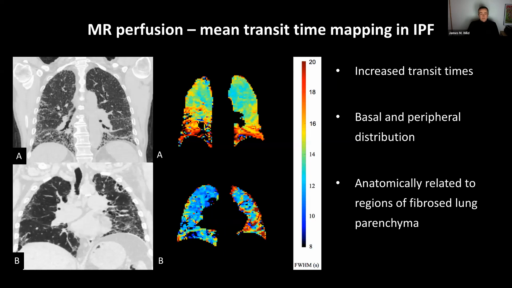And that's telling us that there's microvascular capillary changes there. It's A, there's less contrast agent reaching those parts of the lungs, and B, the contrast agent that's there is taking a lot longer to get through the lungs.